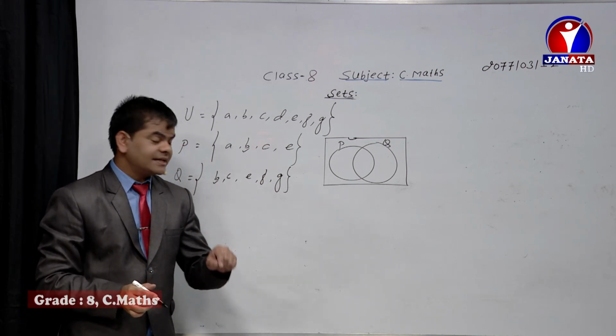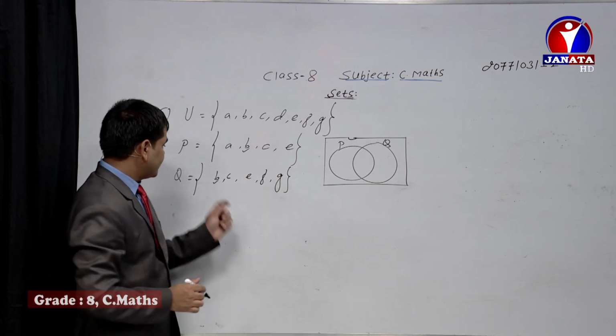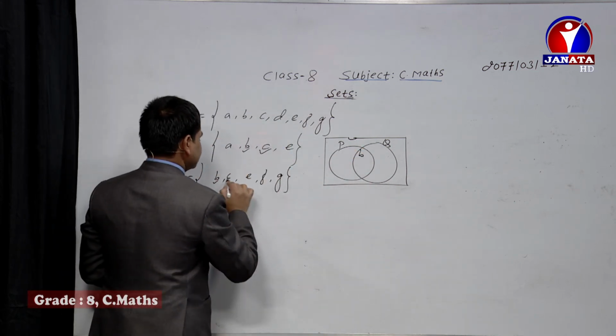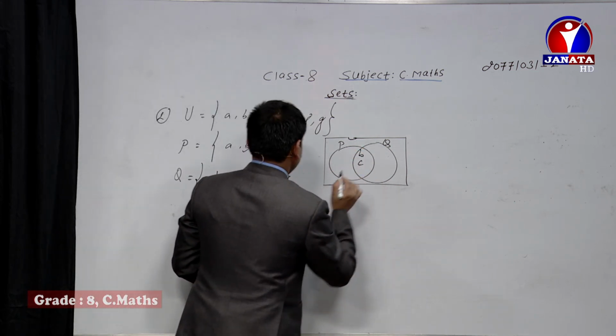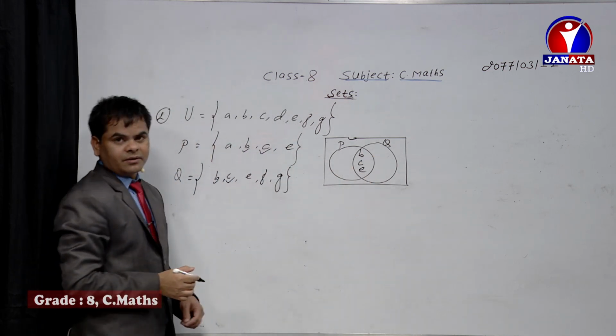Later on, these elements are not necessary to keep in the Venn diagram. That's why B is common, so we are going to keep here B. Now C is common once again, C we are going to keep in here. Now another, E is also common, so E we are going to keep in here, those common elements.